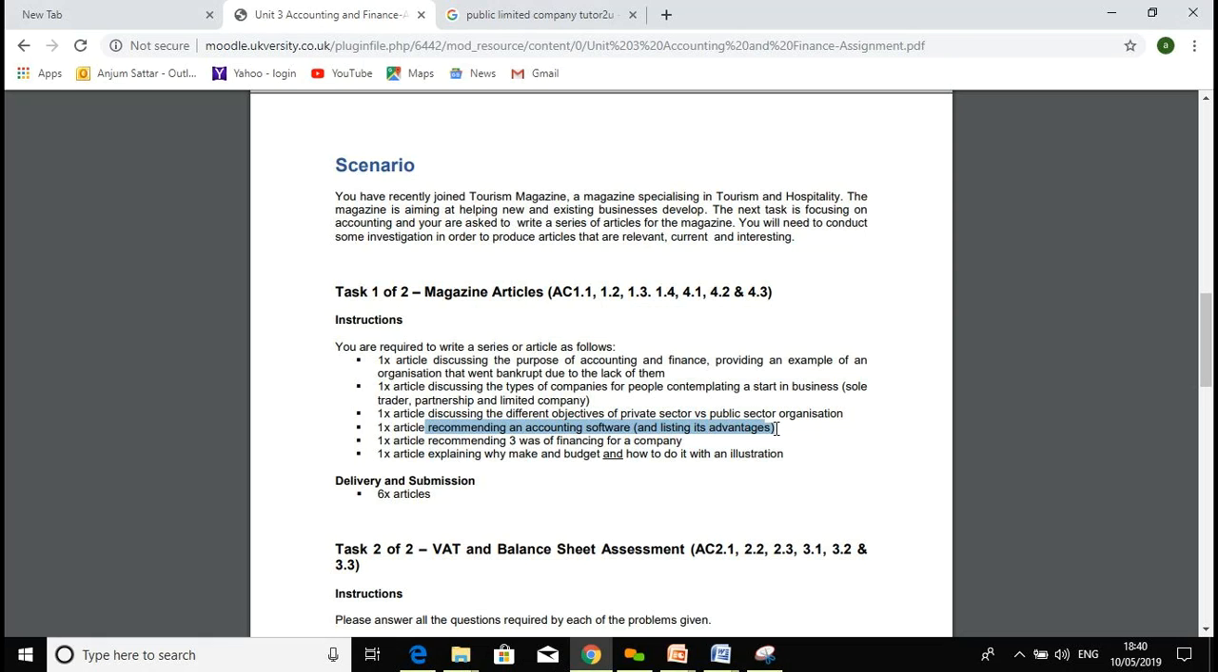Next article, explaining why we make a budget and how, with an illustration and an example. A budget is a financial plan which helps us decide how much money we need to spend, like your school budget. And there are different examples of budgets. To make any budget, first of all, we need to forecast our sales and the demand for the future. If we have spent more than the budget, we have a variance. Variance can be of two types: favorable or adverse. We have not covered that yet. We'll go through it in the next lesson.